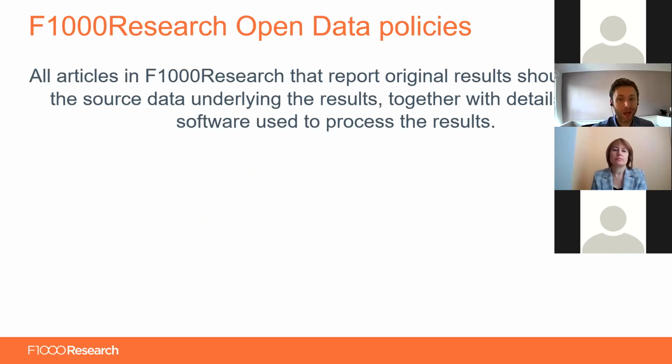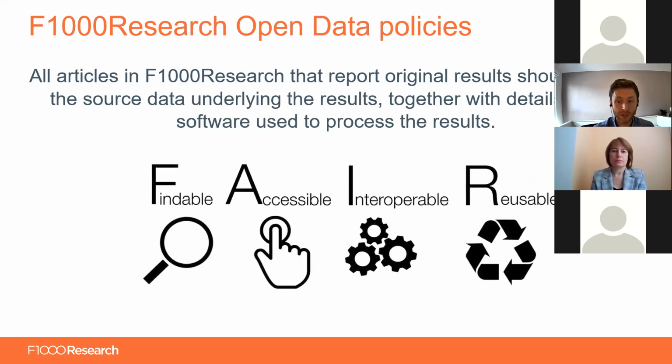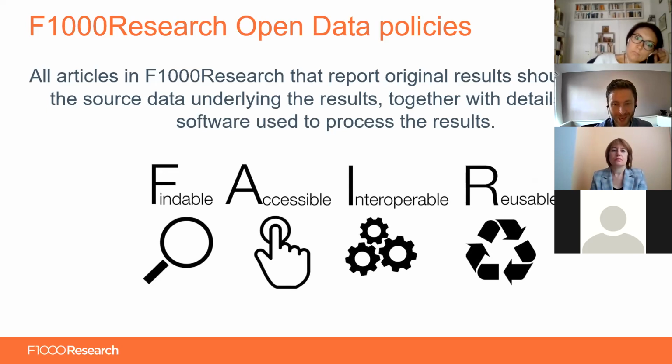So moving on to data, the policy we have at F1000Research across the platform requires that for any articles reporting original results, authors should provide access to that source data which underlies those results, as well as any details of software which is required to process or reproduce those results. So they're required to provide details of where that data is hosted when they submit their article to the platform. And as a framework for this, we actually endorse the FAIR data principles, which I'm sure everyone has heard, but just as a reminder, they are that data is findable, accessible, interoperable, and reusable.